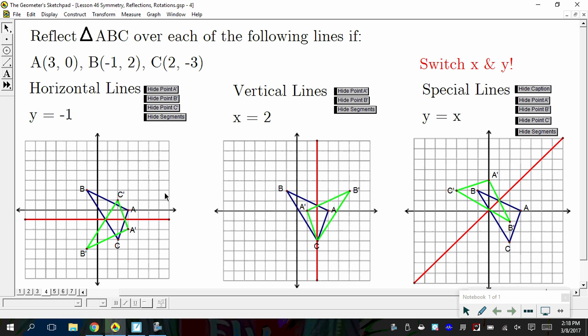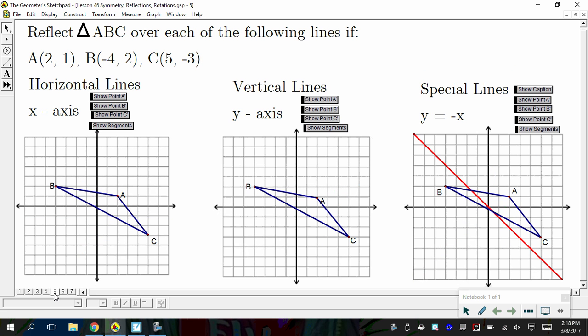So for these horizontal and vertical lines, you can just do some counting to get the new coordinates. When you have y equals x, it's easiest just to switch the x and y coordinates to get your new coordinates. So this is an important thing to have down. I'll do a few more examples.